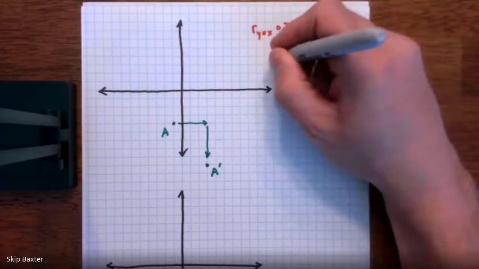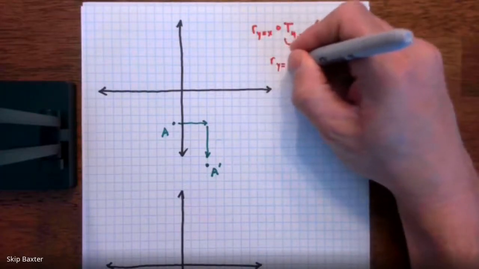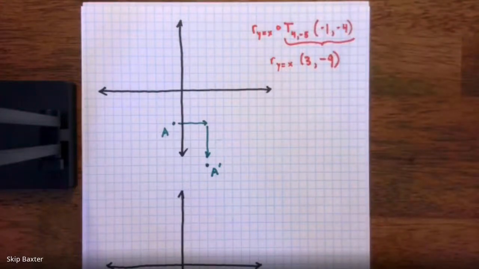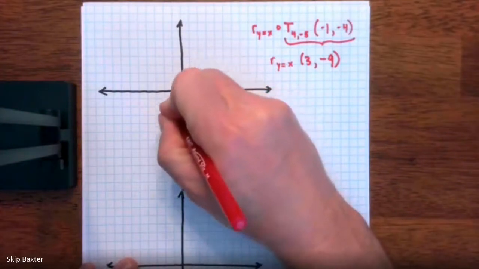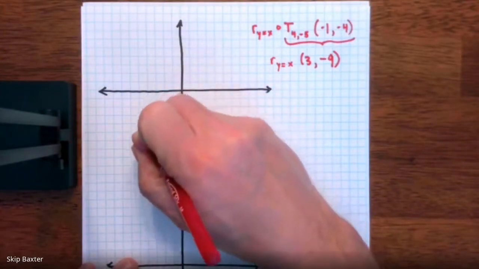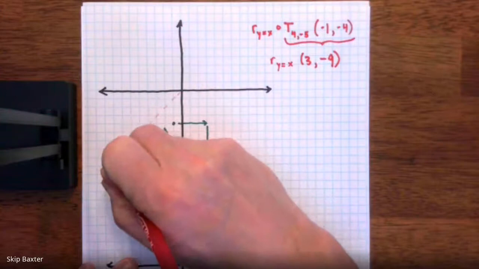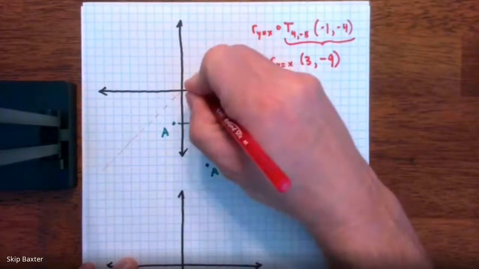Now I need to do a reflection across y equals x of that point. So remember, for reflections, I want to graph it. Well, I've already started that. The first thing I want to do is graph the line y equals x. The line y equals x is just the main diagonal. It has a slope of 1 and a y-intercept of 0. This is the line y equals x right here, right?